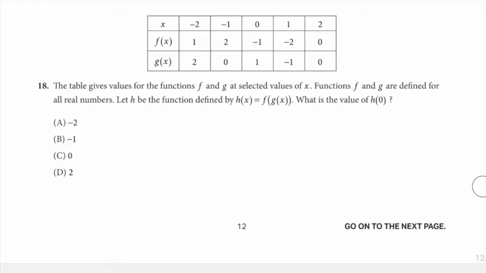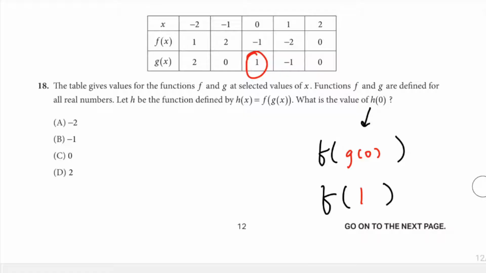Functions f and g are in the table. H is f of g of x. H of 0, that's going to be f of g of 0. You just write it out. Go find g of 0. It's there. That's 1. Okay, and that's going to be f of 1, which is negative 2.